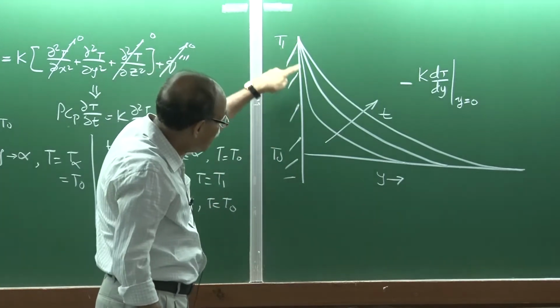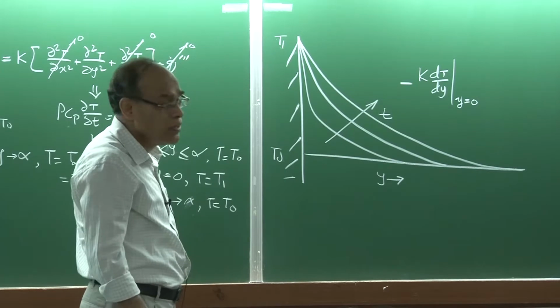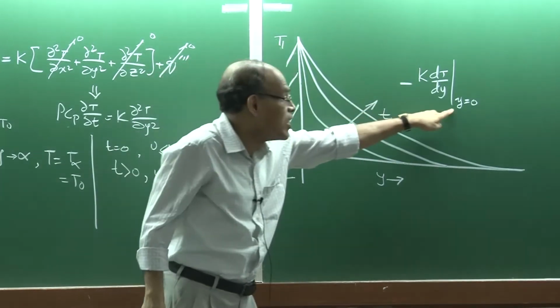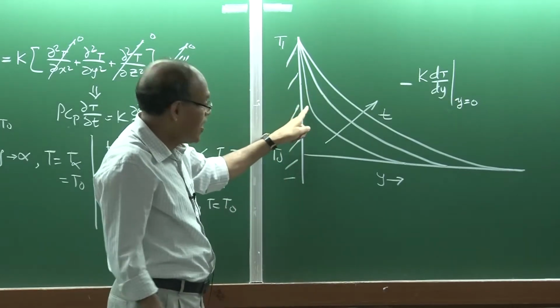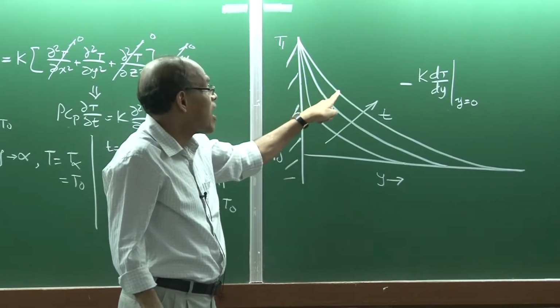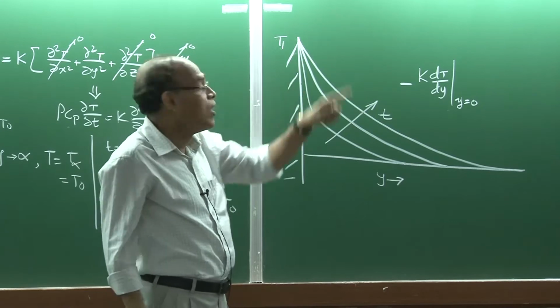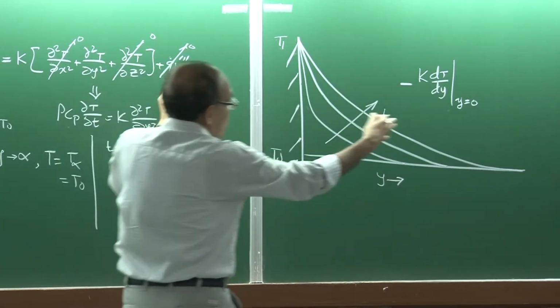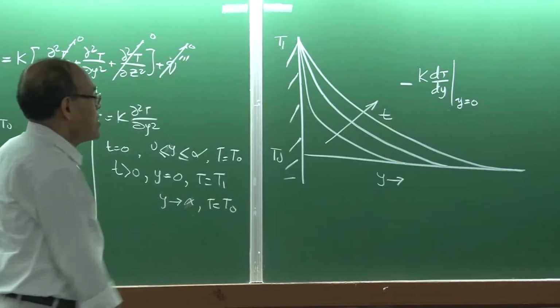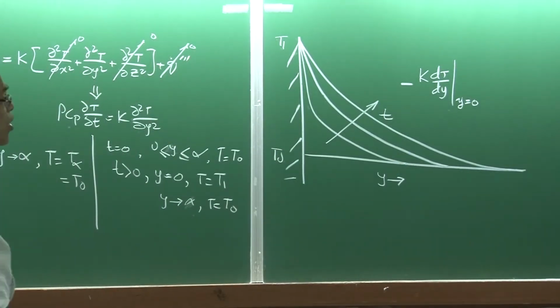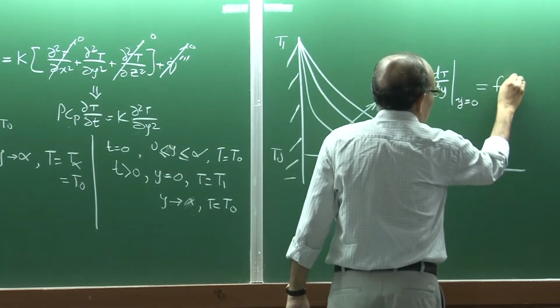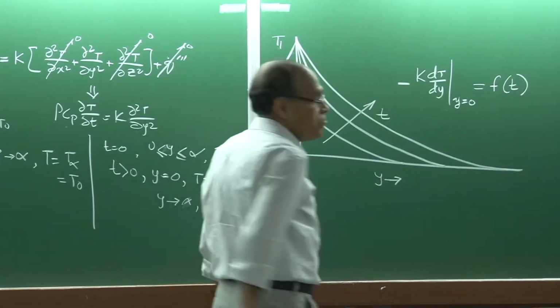And if you look at the nature of the graphs that I have drawn, the flux is changing as a function of time. The slope at y is equal to 0 is not constant, it is very steep here, it is less steep here, and as time goes on and on, you will find that the slope becomes less and less steep, because the temperature differential is decreasing as a function of time. So, therefore, we expect that the flux here is going to be a function of time.